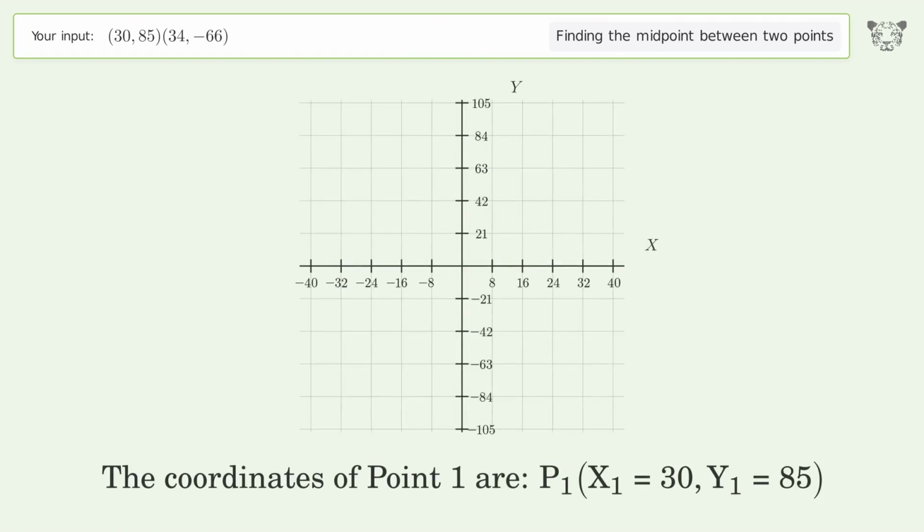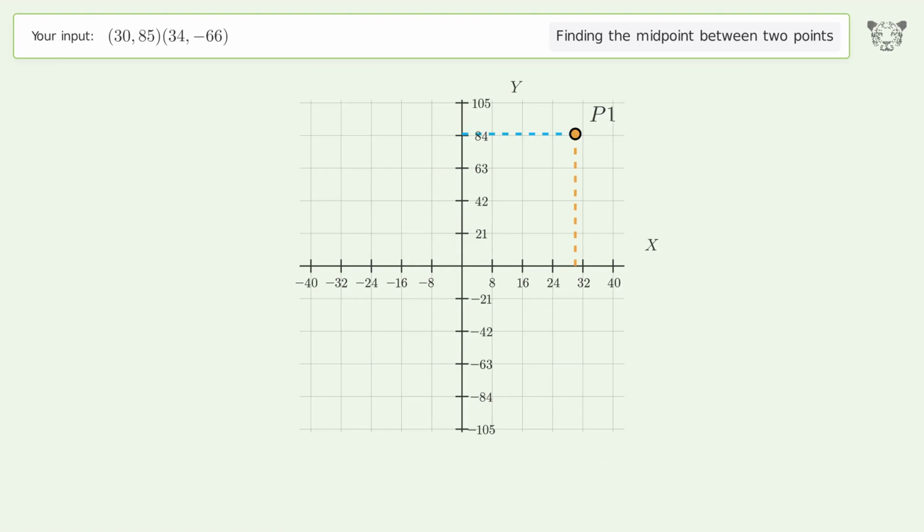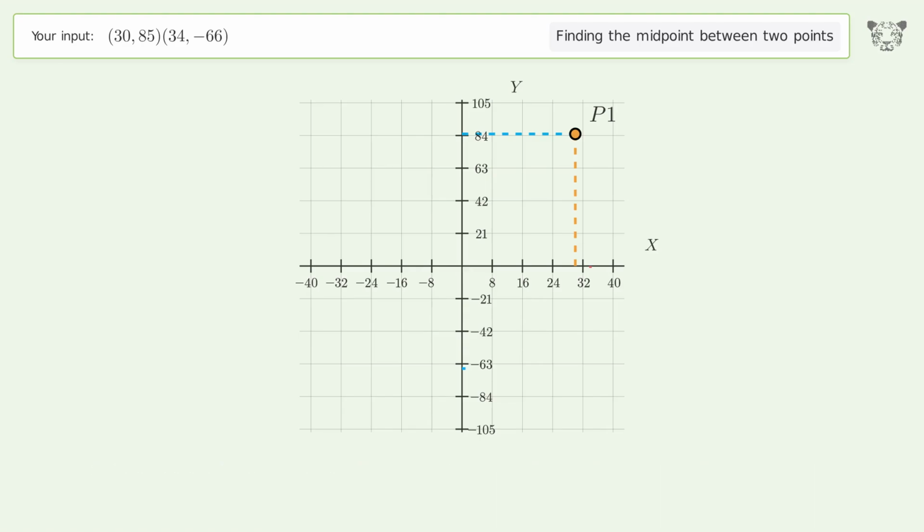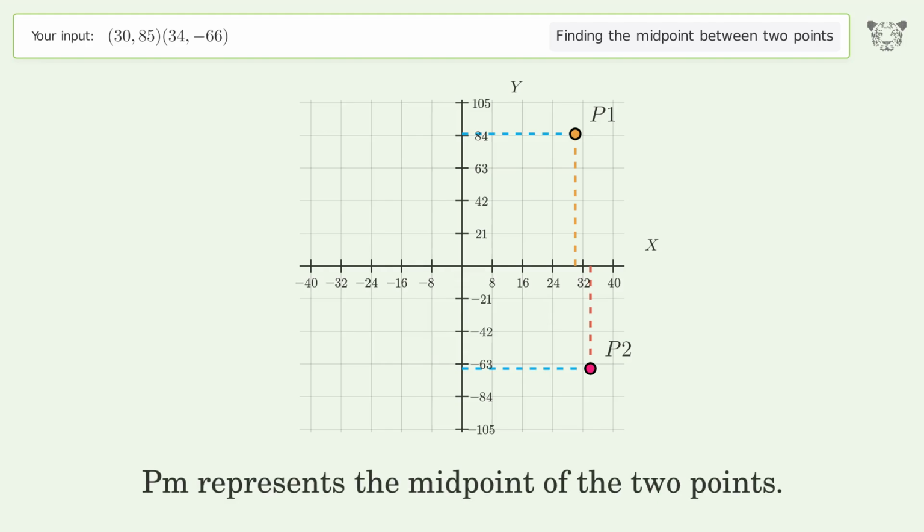The coordinates of point 1 are x1 equals 30, y1 equals 85. The coordinates of point 2 are x2 equals 34, y2 equals negative 66. PM represents the midpoint of the 2 points.